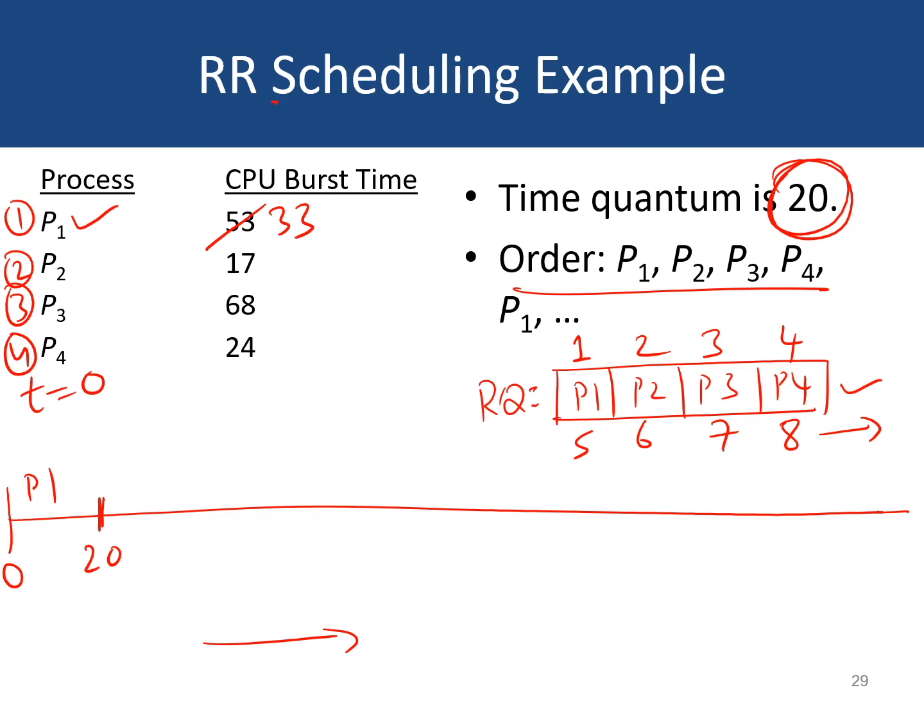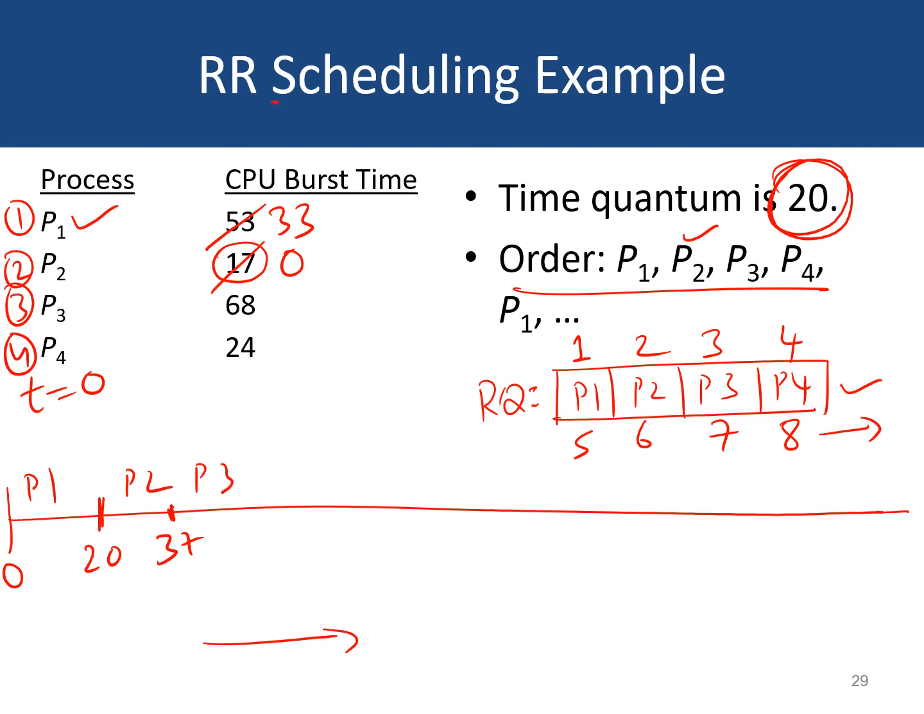Next we'll schedule P2. It will again be allowed one time quantum, which is 20 milliseconds, but note that P2 has a burst time of just 17. So it doesn't require the entire time quantum duration. It will just finish after 20 plus 17, which is at 37 milliseconds. At this time P2 has completely executed and its remaining CPU burst time is 0. So P2 will exit the system.